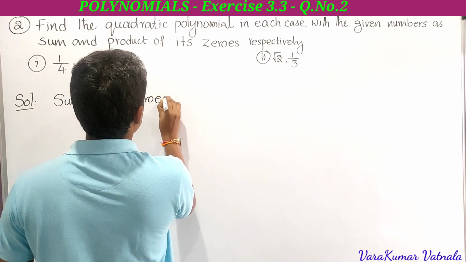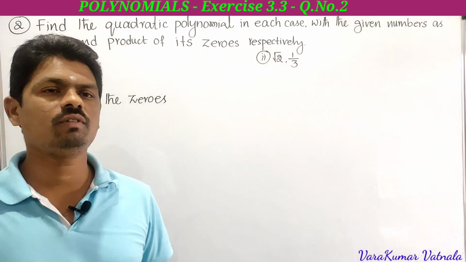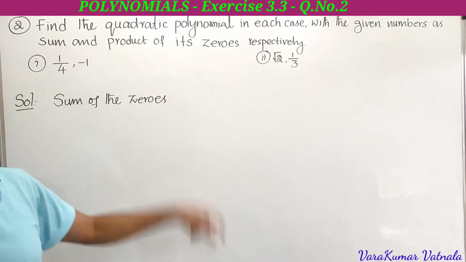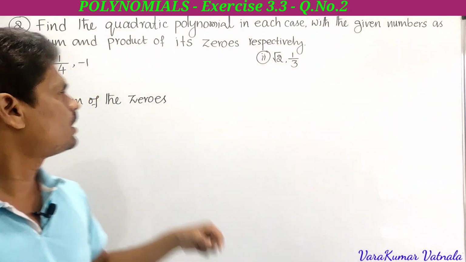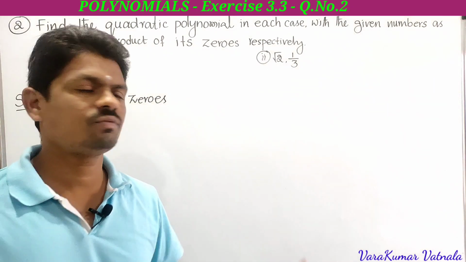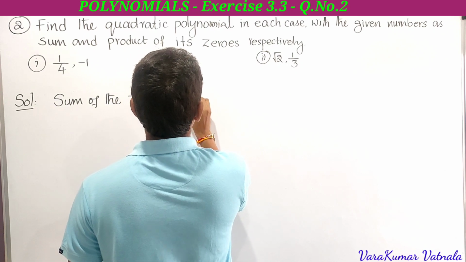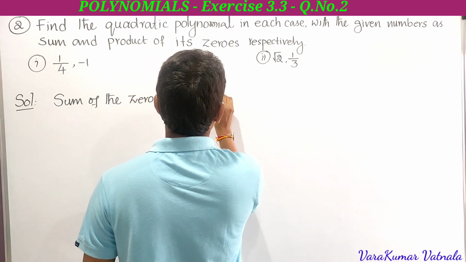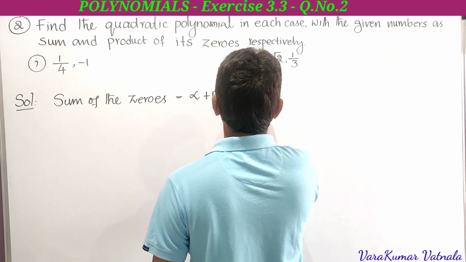So this is the first bit of the second problem. Totally there are 6 bits, you have to solve them one by one. So the first bit is 1 by 4 comma minus 1. So 1 by 4 is the sum of the zeros, minus 1 is the product of the zeros. The sum of the zeros is denoted by alpha plus beta. So alpha plus beta is equal to 1 by 4, as he has given.